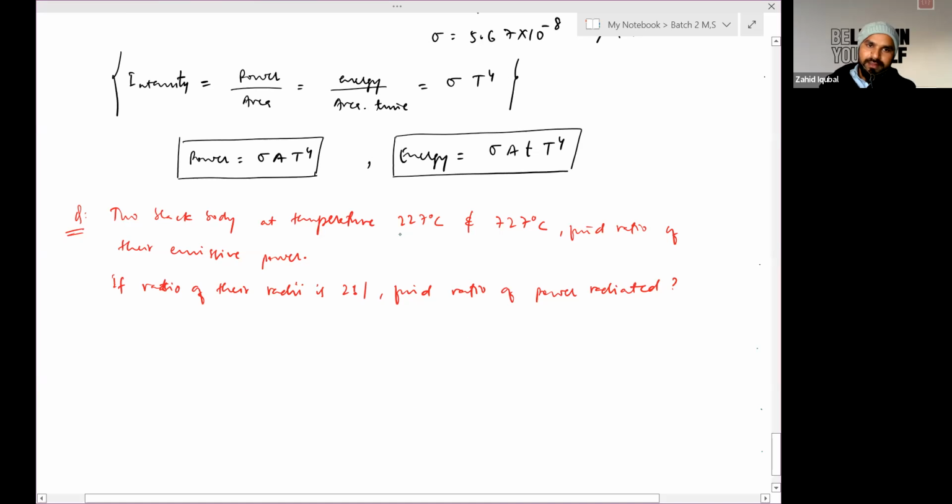We have this temperature and this temperature. So first convert it in terms of Kelvin. Since you have to calculate the ratio of emissive power, which is nothing but intensity, write I1 proportional to this part, I2 proportional to this part. Sigma and sigma will cancel out, so you're left with T1 divided by T2 to the power 4.